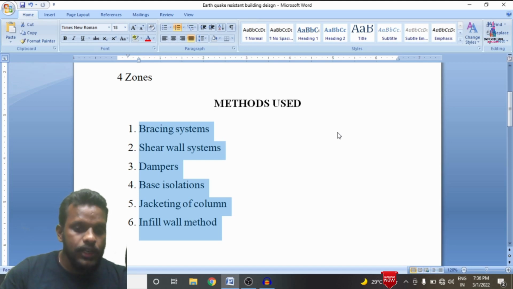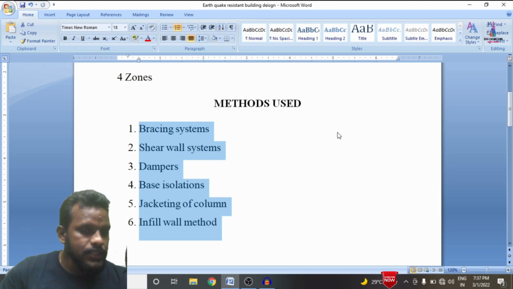And the last one is the infill wall method. This is also one of the most important methods to design an earthquake resistant structure. The infill wall method consists of wall construction with different types of materials, like moderate material, lightweight material and heavyweight material. It comes under this category.